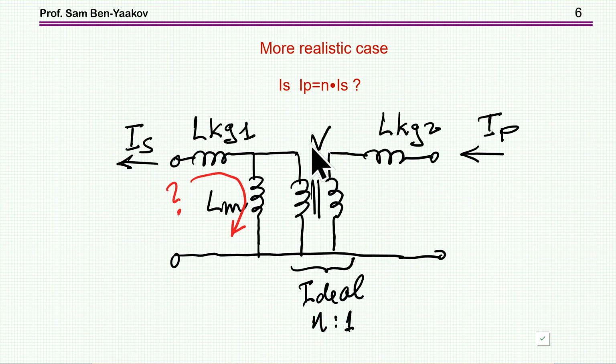So if we look now at the more realistic case, in which the coupling coefficient is not 1, we're going to have leakages here. This is the primary current, this is the secondary current. Then we have a magnetization inductance here. This is an ideal transformer as before. And here there is a question: is this relationship holding when you have these leakages? In particular, perhaps you have a current here, so these will not be equal. This relationship will not hold.